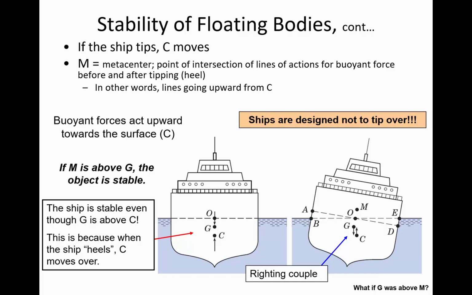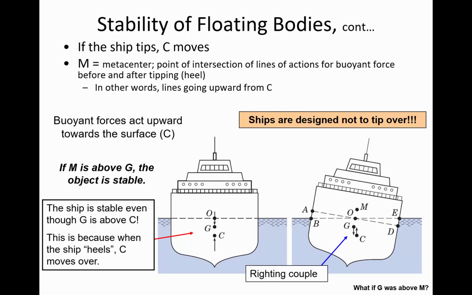So if you have lots of mass up high on the upper deck, that's going to make the ship more prone to tipping over. And so if you took the center of mass higher and higher and higher, once the center of mass goes above the metacenter, that's when the ship is going to be unstable.